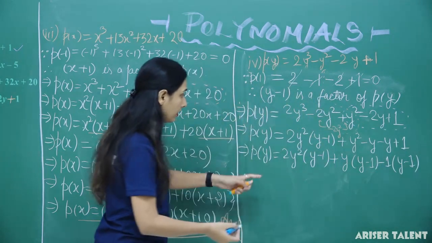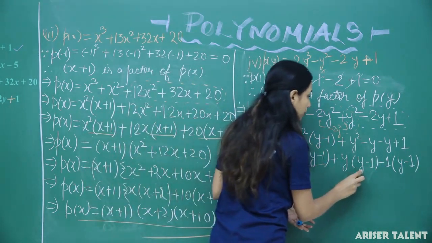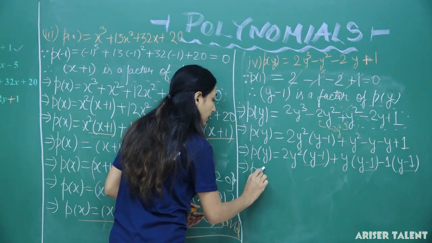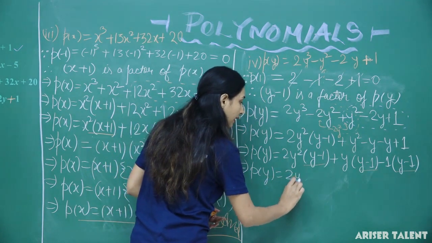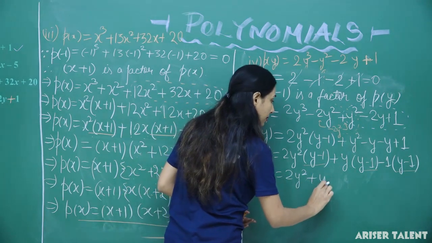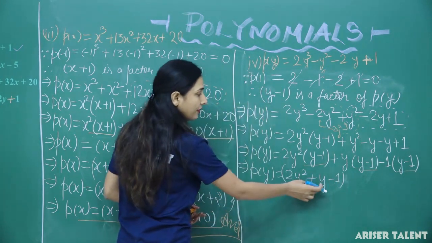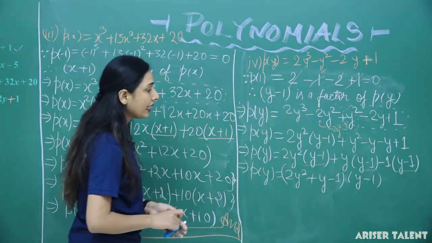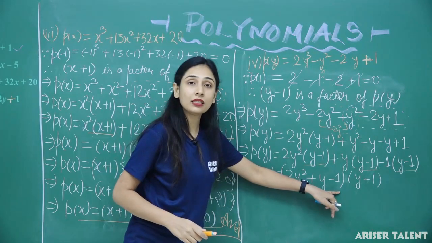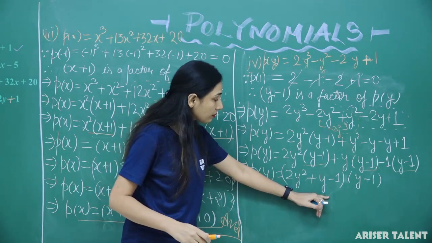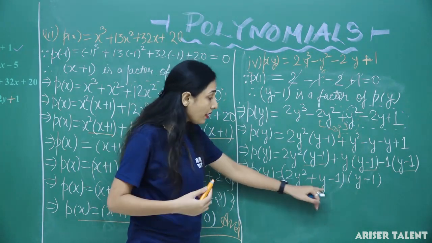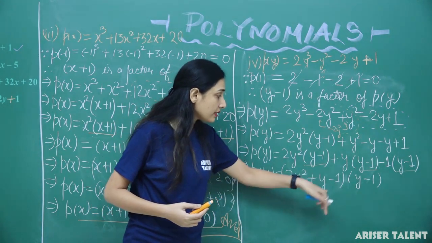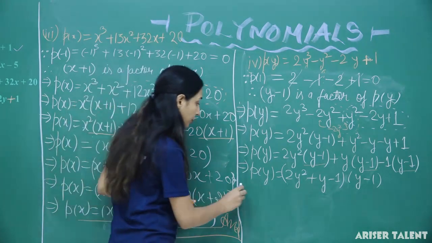So what are you getting? This y minus 1, y minus 1, y minus 1 common, okay. That means P(y) is equal to 2y square plus y minus 1. I am writing this step first and then this y minus 1. Now what are you getting? Again the basic standard format, that is x square plus bx plus c.